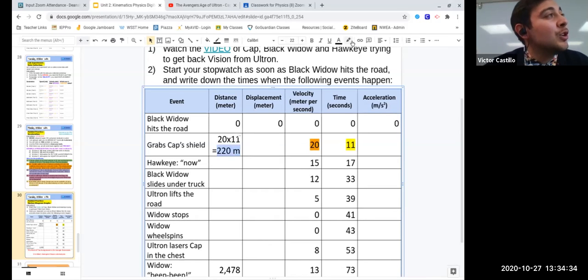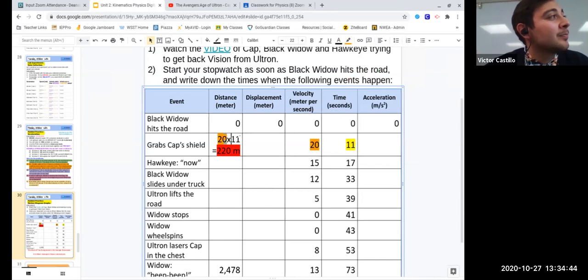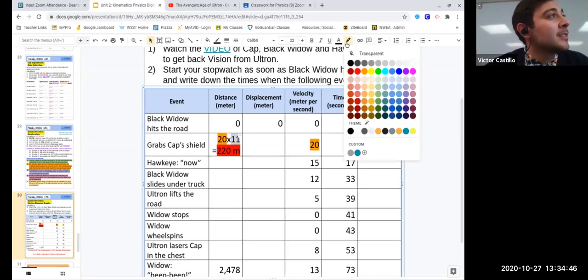She traveled 220 meters if she was traveling 20 meters per second in 11 seconds, okay? All you gotta do is just multiply it. It's just simple math, multiply, okay? Good job with this.